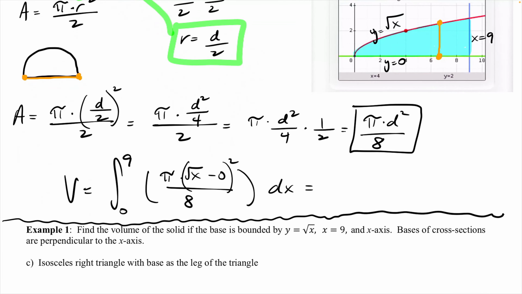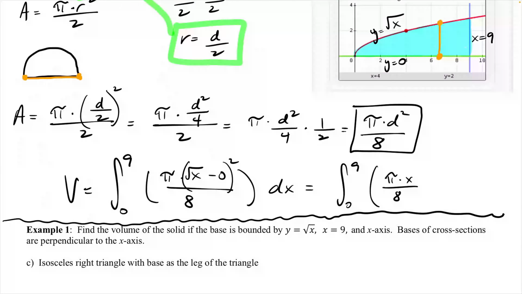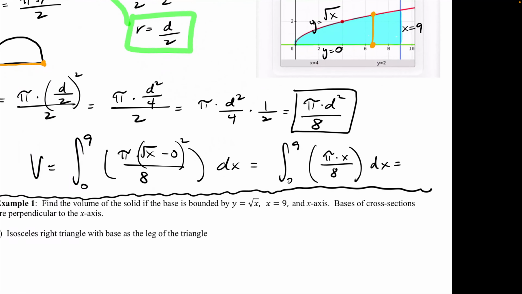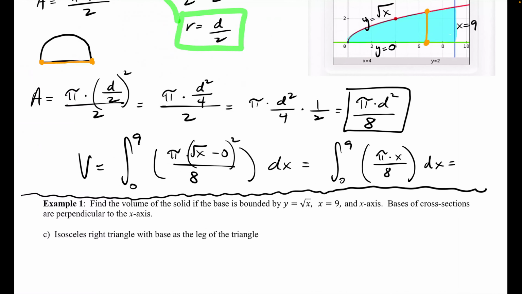So again, when you put it into your calculator, I would try to simplify it a little bit. So you're going to get pi times x over 8 dx. And then do you square the outside too, or no? No, because the only thing that's squared was d, right? That's another difference from disk and washer, right? I got 15.9. Yes, 15.904.